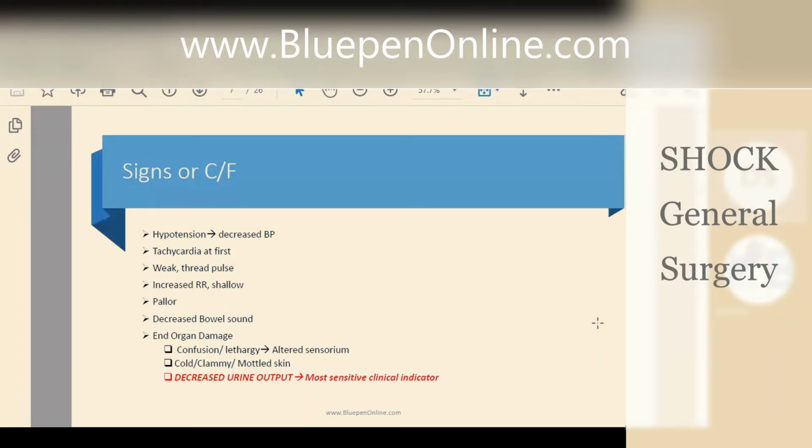Since the heart will be beating rapidly, the volume of blood supplied from the heart will not be sufficient. So there will be a weak, thready pulse, and there will be an increased respiratory rate because of decreased oxygen in our body.